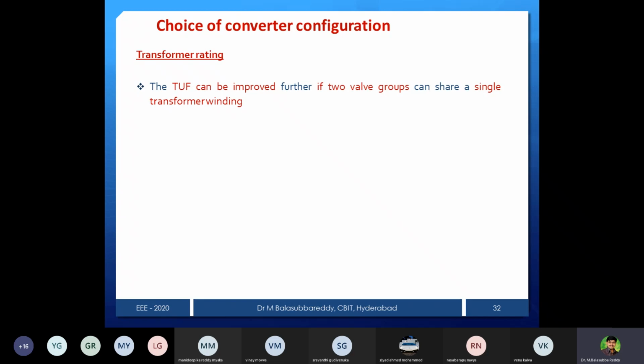And the transformer utilization factor can be improved further. Normally, there is a winding we have to use in the basic commutation circuit. I've shown you a valve below which there is a winding, but in each half, because in the 6 pulse converter, if I consider, you can see our diagram of the 6 pulse converter.